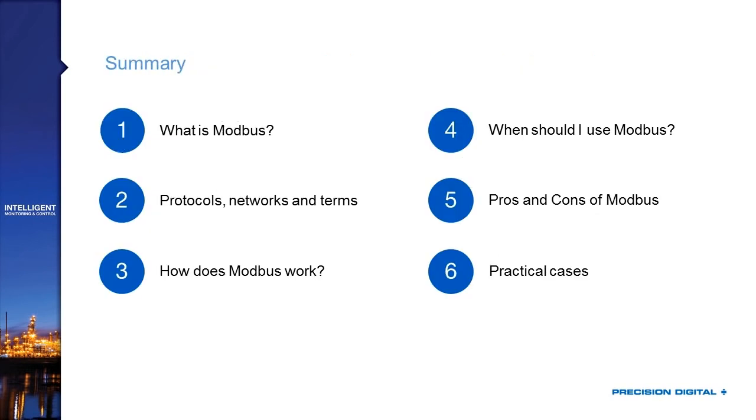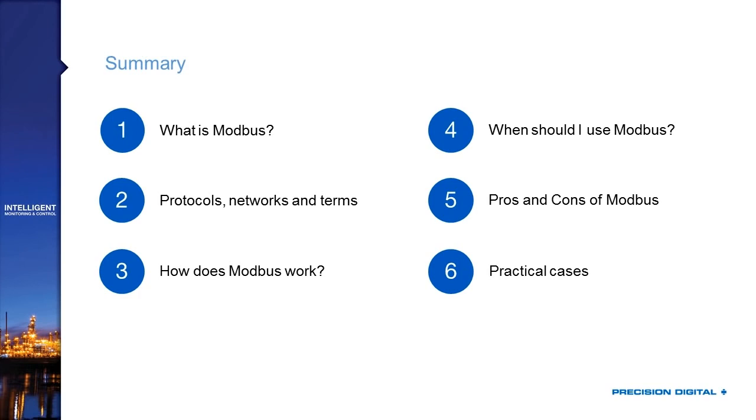So as we look to wrap up here, what do I have in summary? Well, we talked about what Modbus is. It's a digital communication protocol for multiple devices to share information. We looked at the protocols, networks, and terms, like what's RS-485, what's 232, what are the advantages of each.